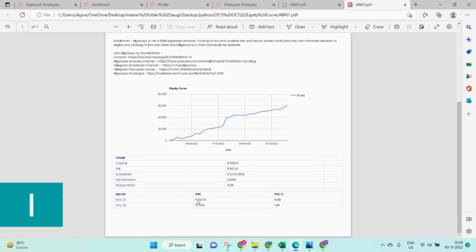If you see here, October has given 52,100 rupees, but that is on paper trading. Will this be the same in live auto trading? The answer is no. There are huge slippages because of liquidity and volatility, depending upon what time of the day the order is getting entered. Drawdown has also been almost 0%, 2.4K during the entire months of October and November, and the Sharpe ratio is quite high. But we should not trust these paper trade results at all.